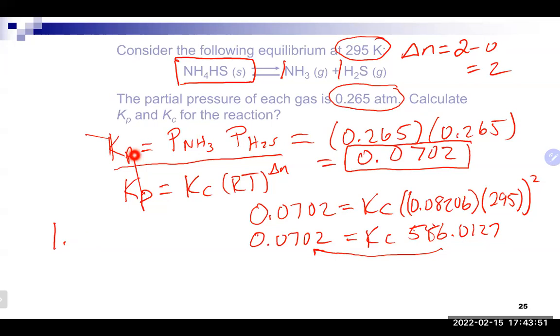1.20. Try this again. 1.20 times 10, and that looks like 1, 2, 3, 4 minus 4 in that case there. And that obviously would be our Kc value in this particular case. Any questions on either of those?